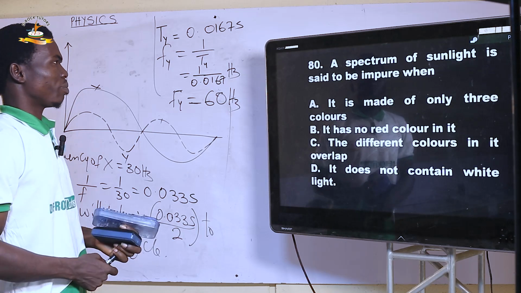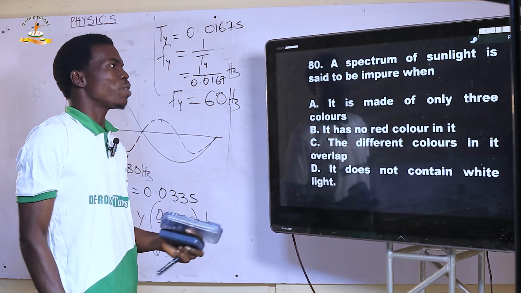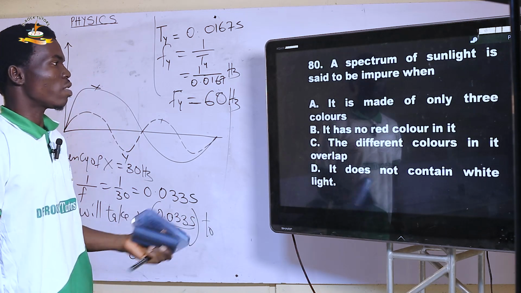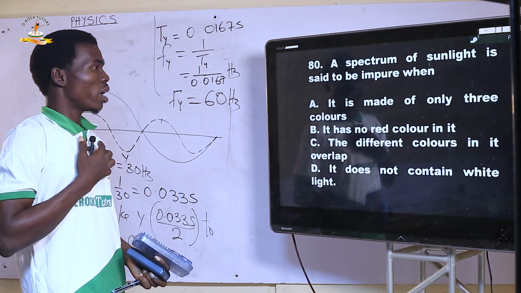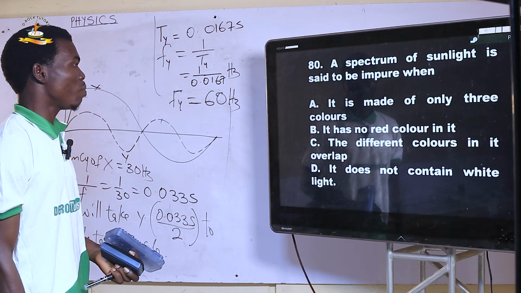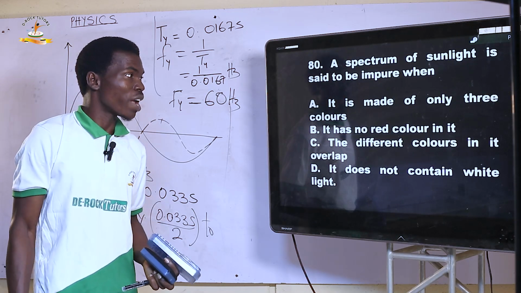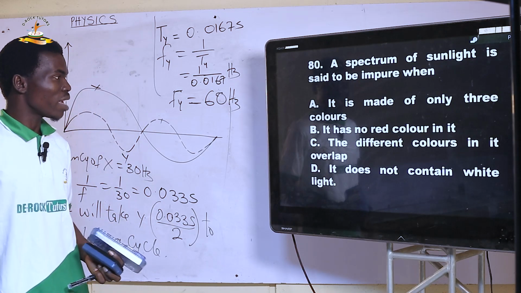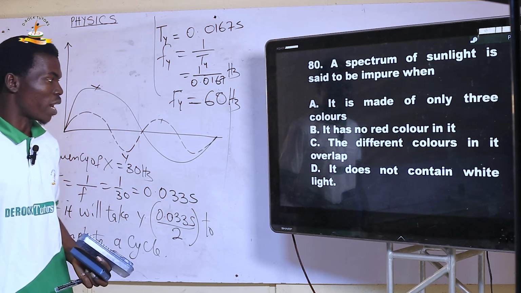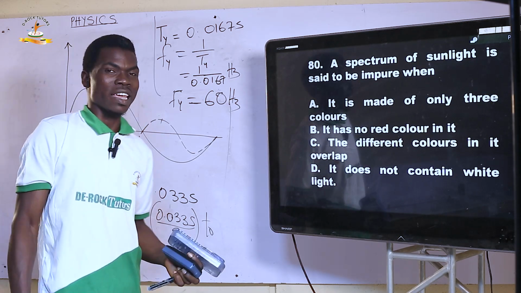Question 80. A spectrum of sunlight is said to be impure when: A. It is made of only 3 colors. B. It has no red color in it. C. The different colors in it overlap. D. It does not contain white light.